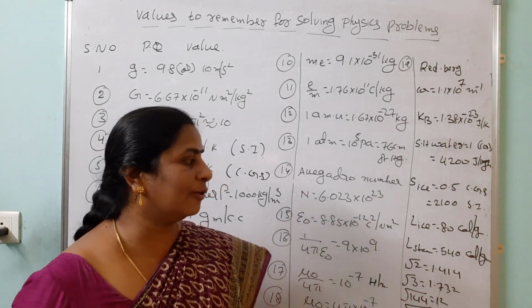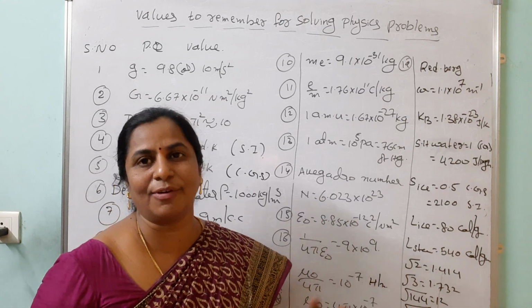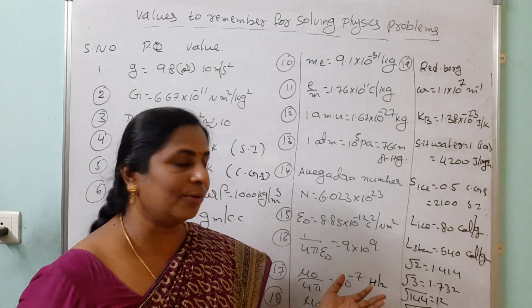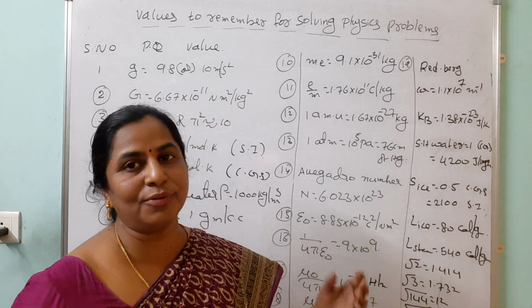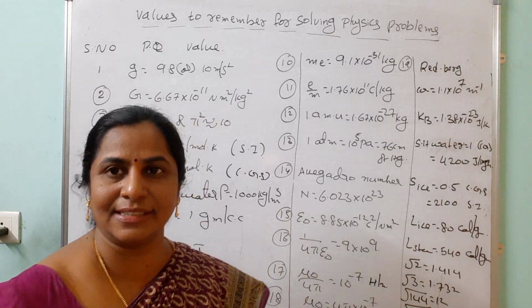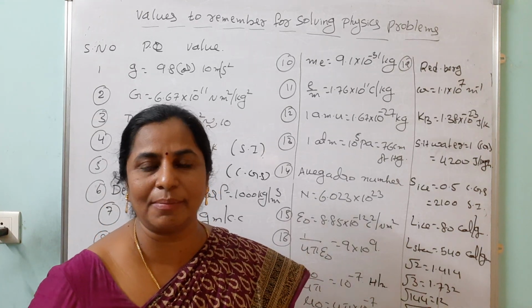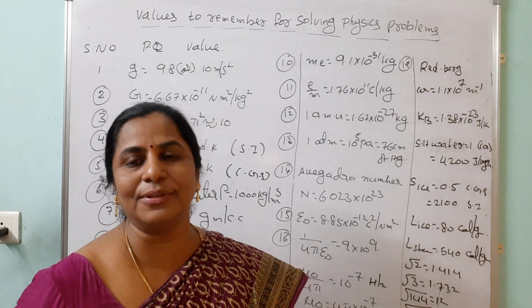Then you remember that root 2 value, how much? 1.414. Root 3 value is 1.732. And root 144 is 12, root 169 is 13, root 256 is 16, and root 196 is 14. Like that you should remember. Then easily you will be able to do the physics problems.